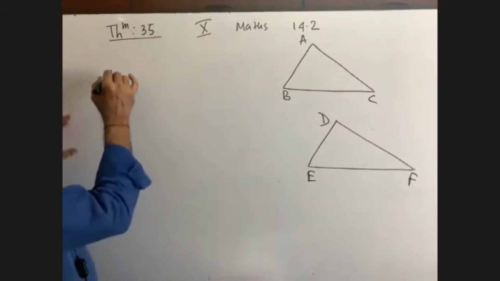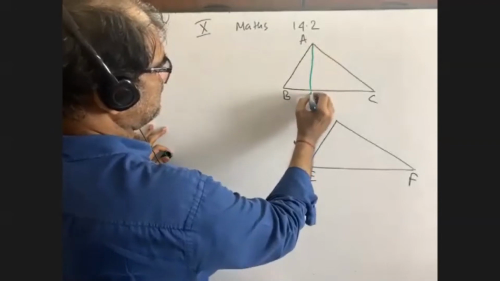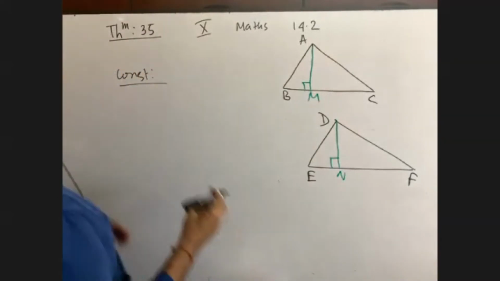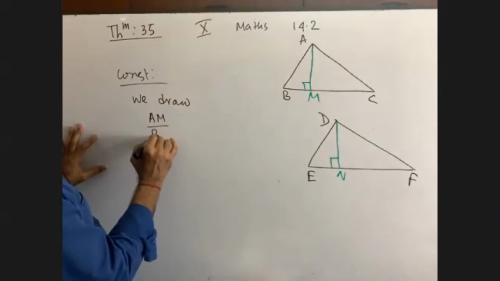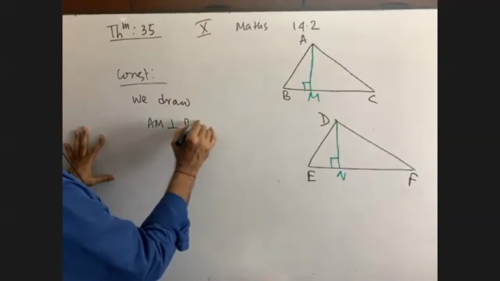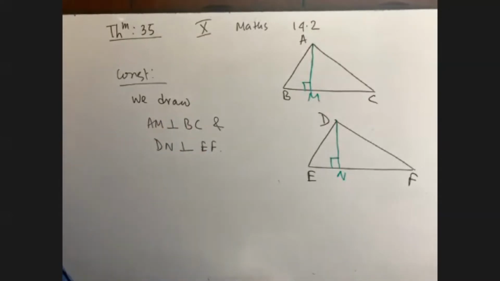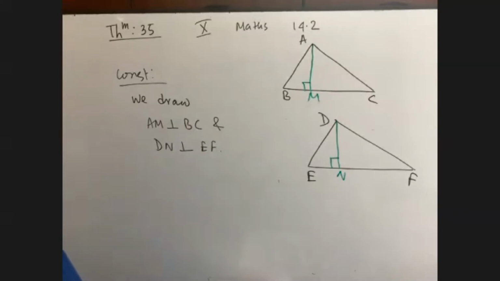But please pay attention here. Now construction, you see. Construction, very easy and simple. We draw AM perpendicular to BC and DN perpendicular to EF. We have drawn two perpendiculars. Is it okay to all? Talk to me. Yes, sir. Okay, that's good.